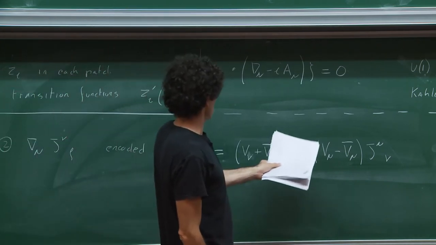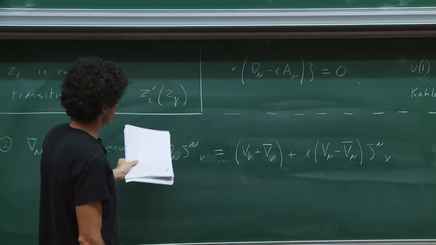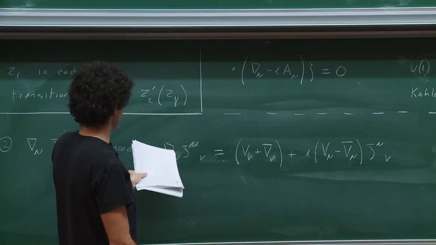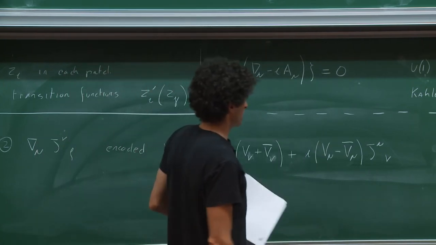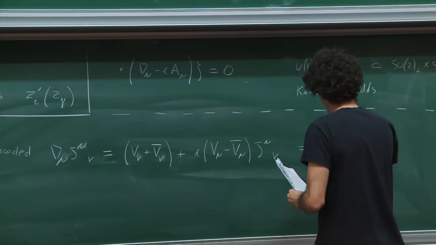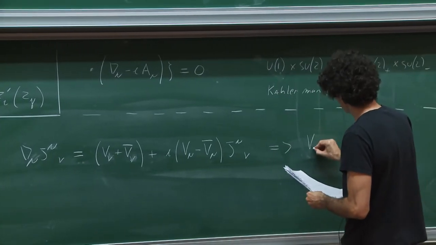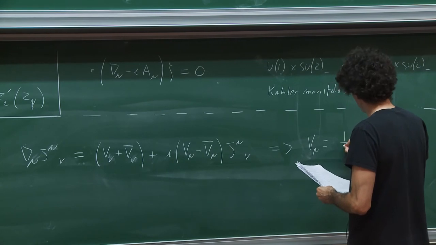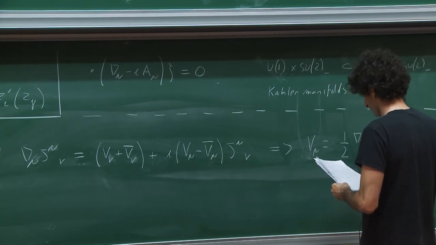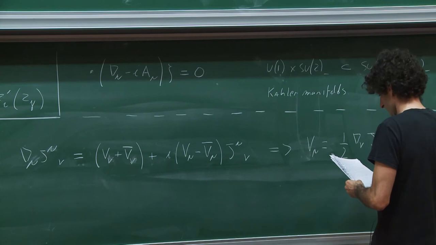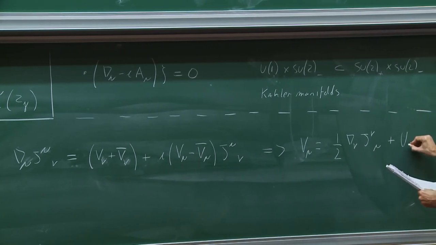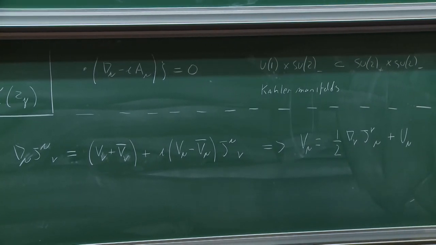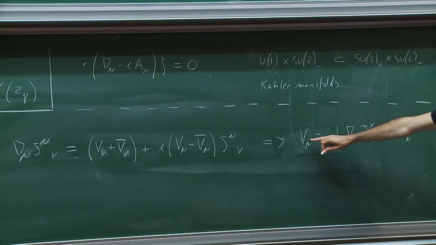So it's not zero, and the fact that it's non-zero is encoded in V. In particular, you can invert this relation, and you can write V in terms of the divergence of the complex structure. But this does not completely determine V. There is still something that you can add, U mu. And remember that V has to be conserved.